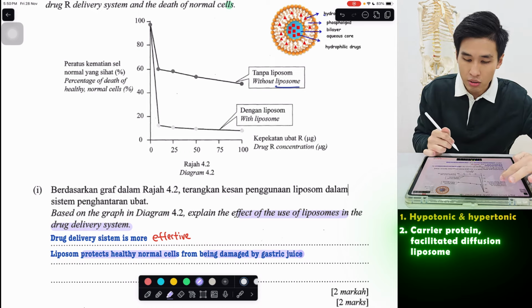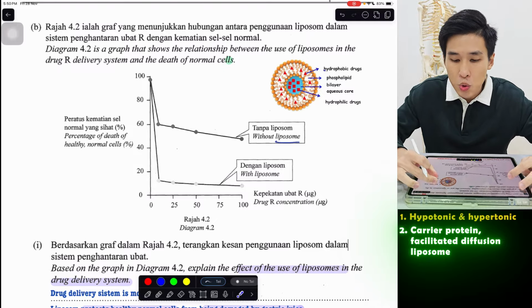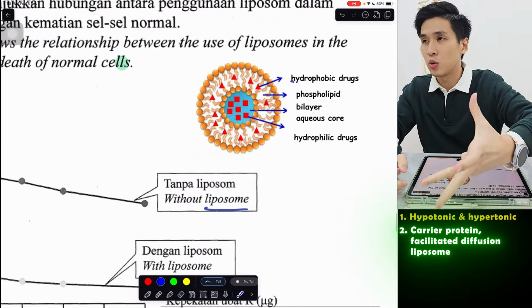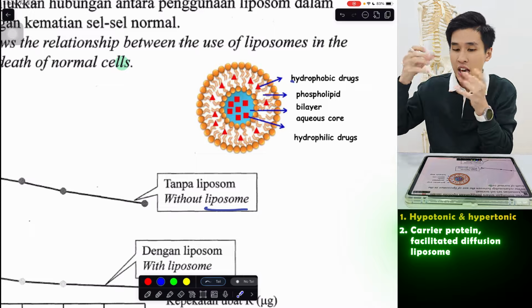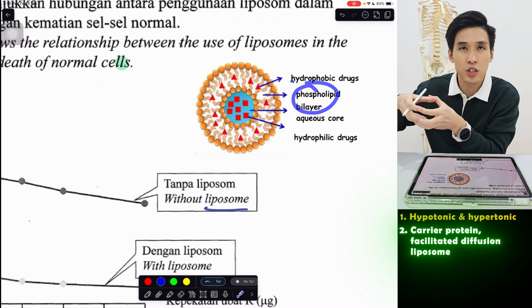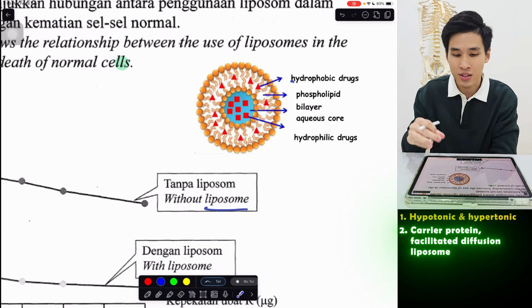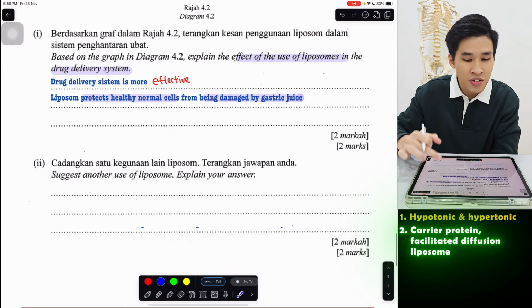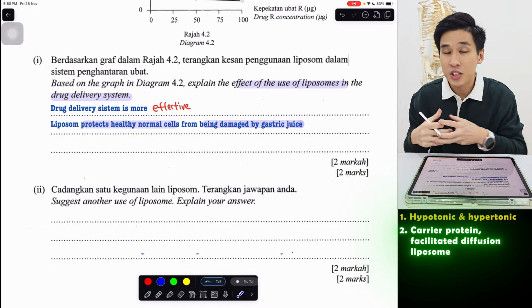Questions quite commonly ask about, let's say, a supplement like vitamin C. If they ask how liposome can help vitamin C to be more effectively absorbed by your body, same. It has a phospholipid bilayer which protects your vitamin C from being damaged, destroyed by your gastric juice. Same answer. The next question, they ask another use of liposome. So other than carrying drugs, medicines, what is it used for?